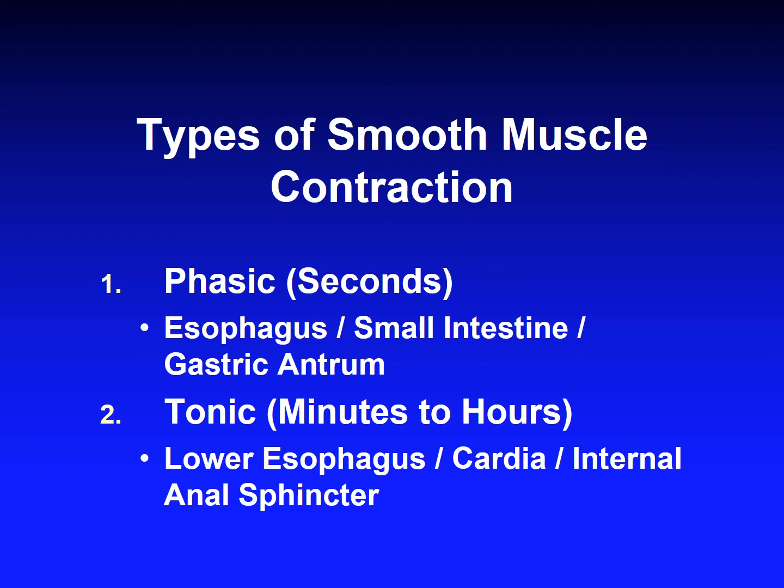Okay, so now we've learned the requirements for the contraction. We have to have an action potential from the enteric neuron and the plateau phase from the slow wave of the ICC. We have two types of contractions: a phasic that lasts a pretty short period of time, seconds, and a tonic, which lasts for hours. Now, we need to know what are the mechanisms for muscle contraction in the gut.